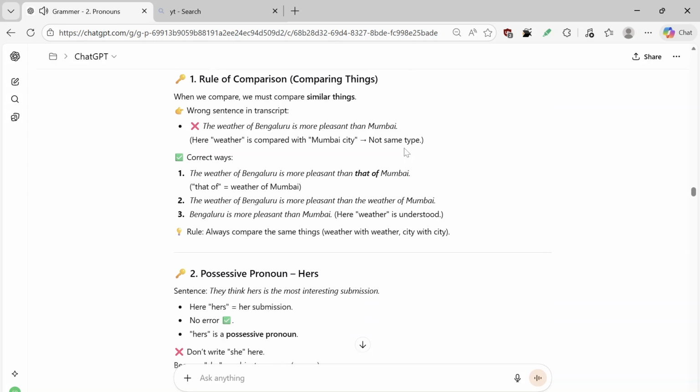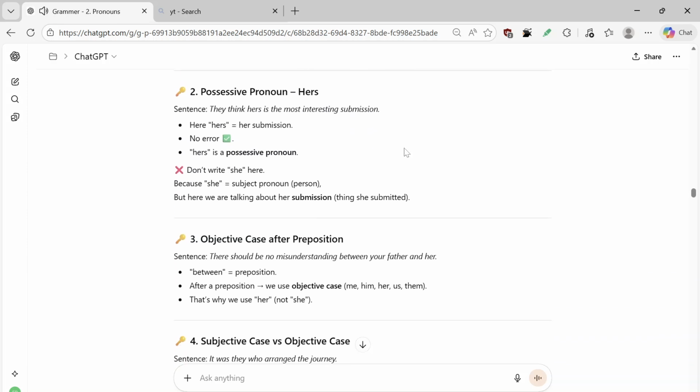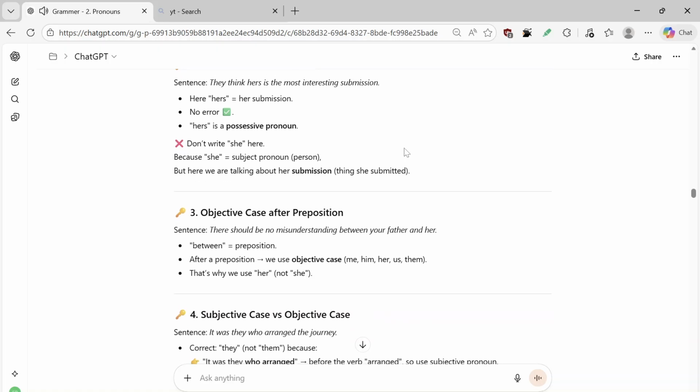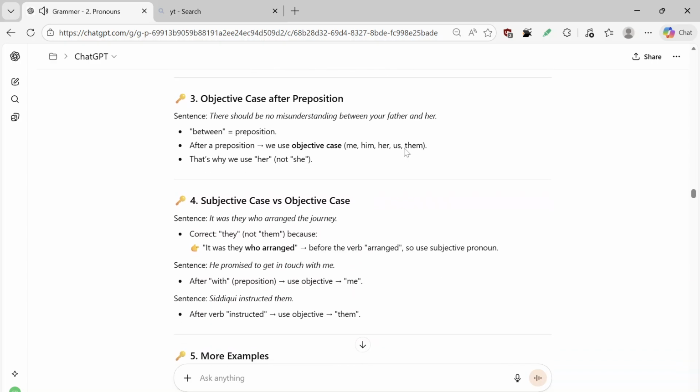Two: possessive pronoun "hers." Sentence: "They think hers is the most interesting submission." Here, "hers" equals "her submission." No error. "Hers" is a possessive pronoun. Don't write "she" here, because "she" is a subject pronoun for a person, but here we are talking about her submission, the thing she submitted. Three: objective case after a preposition. Sentence: "There should be no misunderstanding between your father and her."